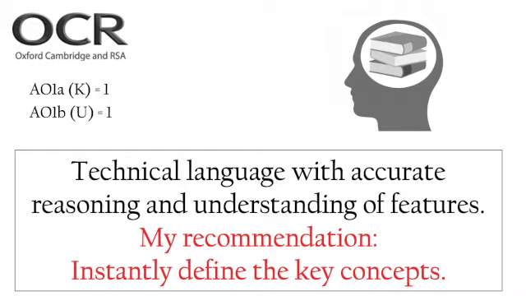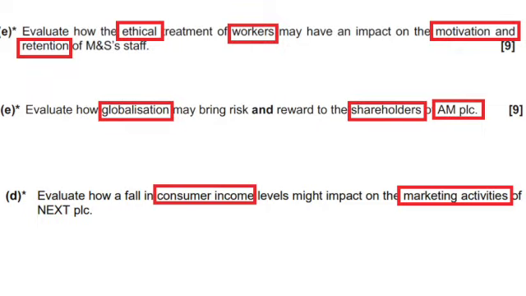So AO1, my advice would be start off with a definition, showing understanding of the concepts being assessed. The concepts will differ from more than one different unit. So it's really important to show the examiner your understanding of the whole specification of OCR GCSE Business Studies. So in these examples, we have ethics from Unit 6. We have workers' motivation and retention from Unit 3. We have globalisation from Unit 6, but shareholders and PLCs from Unit 1. We have consumer income levels from Unit 6, but marketing from Unit 2.